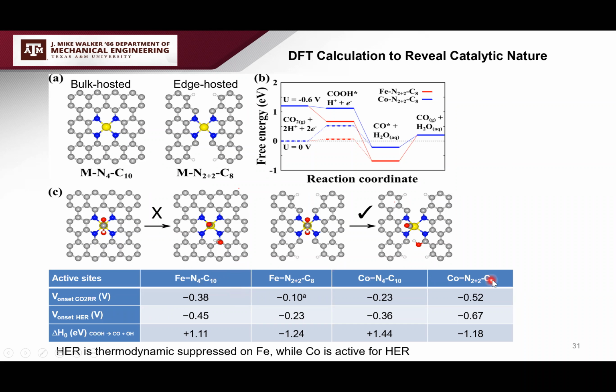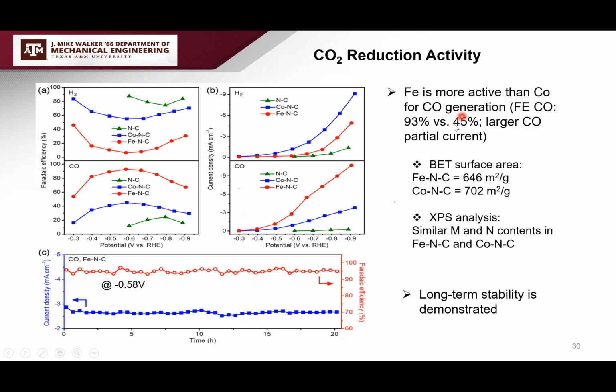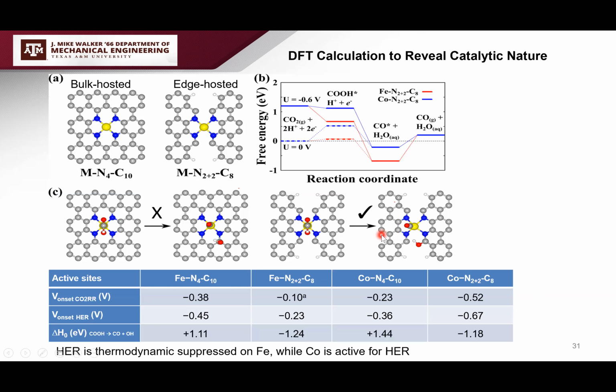Then if you look at cobalt, cobalt requires a higher overpotential compared with iron. And also the Co site maybe favors hydrogen evolution. So that matches the previous selectivity, right? The Faraday efficiency of cobalt is only 45%. That matches the theoretical calculation here.